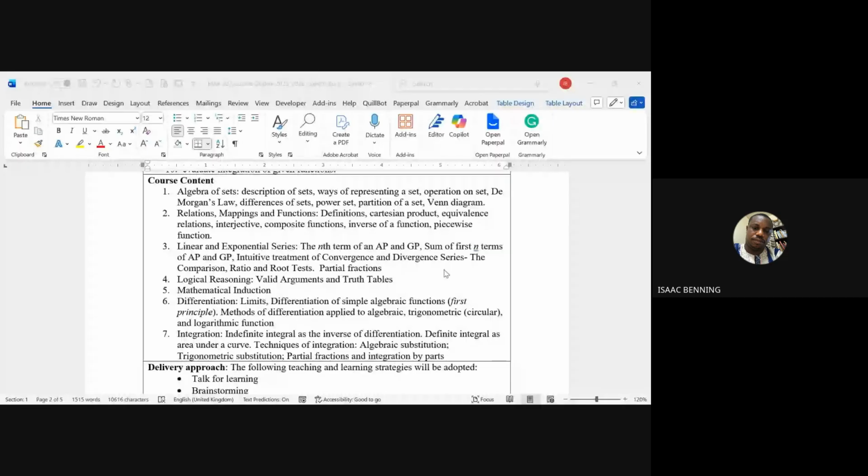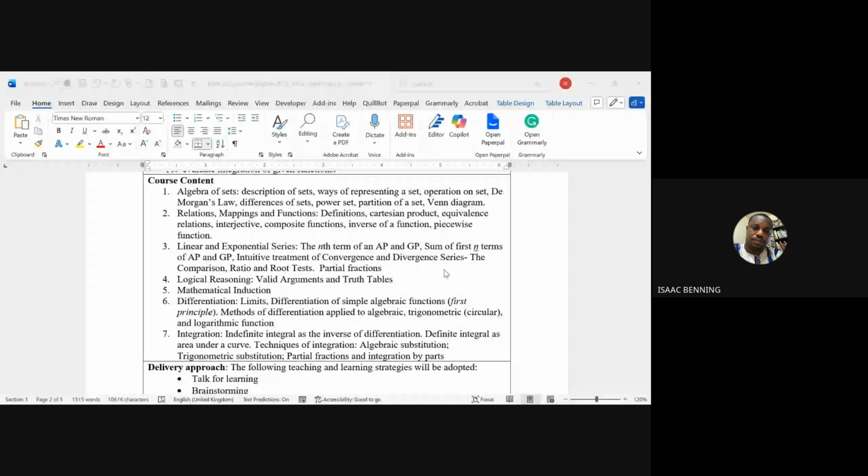Number 3, we will look at the linear and exponential series. And in that, we will focus on the nth term of an AP and GP, the sum of first n terms of AP and GP. We shall look at intuitive treatment of convergence and divergence series. And under the convergent and divergent series, there are types. So we have the comparison method, we have ratio and root test method, then also partial fractions.